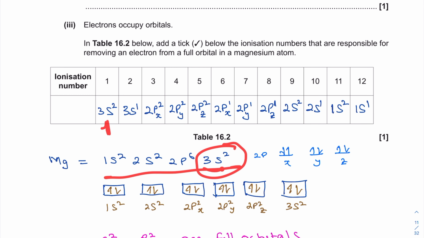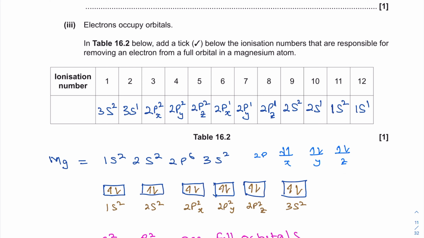So 3s2, I'm removing 1 electron. After I remove 1 from there, there'll be 1 left in that 3s. And then I'll go to that one to remove the next one, which means that's gone now. So then there's no more 3s, so I've got 2p6, but the 2p6 is split into 2px, and there's 2 in there, 2py, and there's 2 in there, and 2pz, and there's 2 in there.